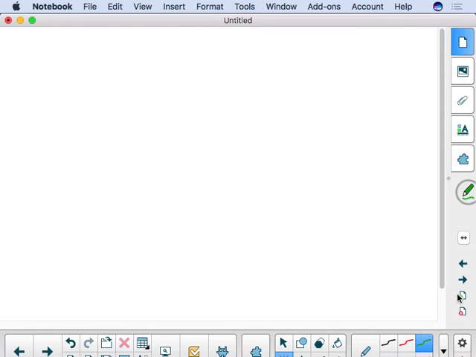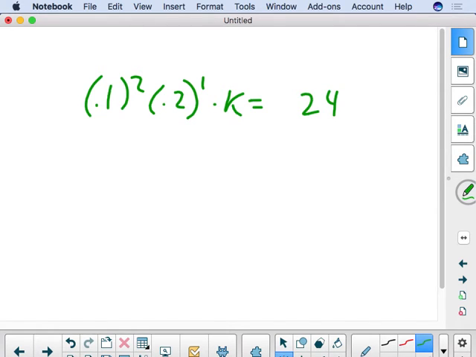Diego, do you have a row in particular you wanted to do? What did you do in your notes? What row did you use? The first one. Okay, so we're going with the first one. 0.1 squared times 0.2 to the first times K equals 24 molar per second.